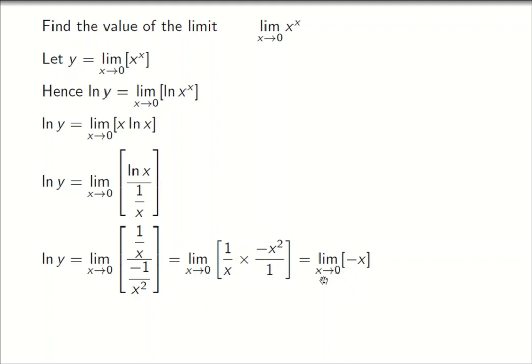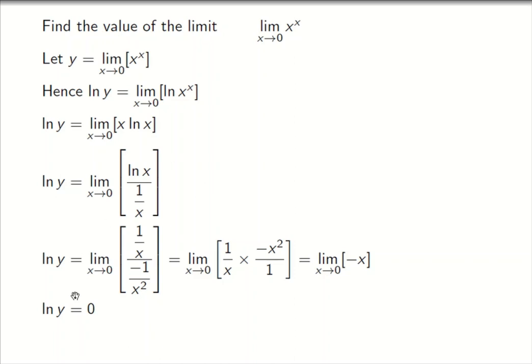I'll be left with what? Limit of x to the power what? Sorry, as x approaches 0, negative x. Okay, so limit as x approaches 0 of negative x. Still, ln of y is equal to that. Then limit as x approaches 0 of negative x, I just put my 0 here, and I'll get 0. But yes, still, we've not solved our question, because the question is supposed to be to simplify this one, not ln of y.